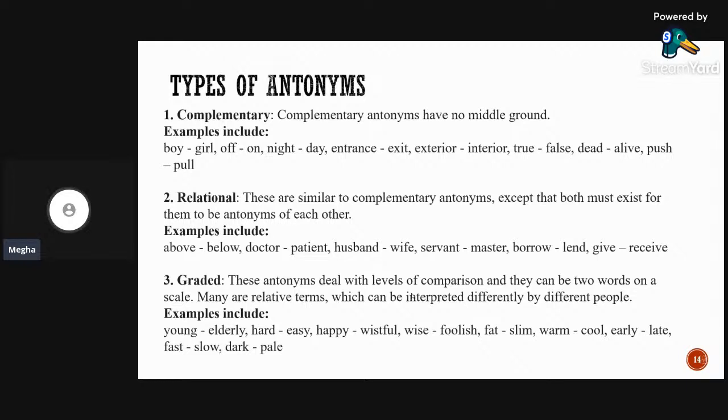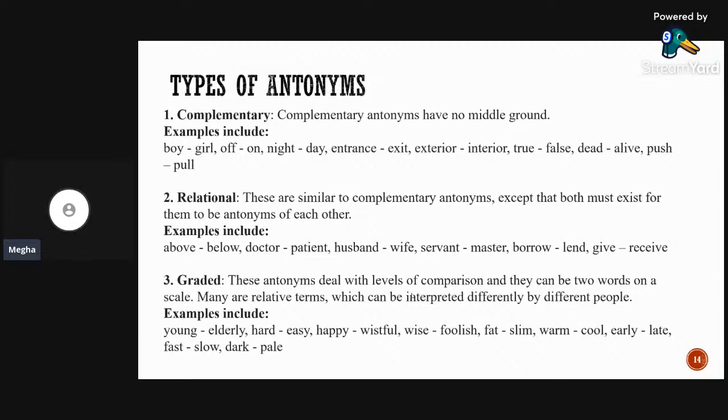So the second one is relational antonyms. These are similar to complementary antonyms, except that both must exist for them to be antonyms of each other. So they have to be present. For example, above, below, doctor, patient, husband, wife, servant, master, borrow, lend, give, receive. So if either of them is not existing, then it is not considered an antonym. So if the patient is present, the doctor should be present, correct? If the wife is there, then the husband should be there. That is compulsory. That is what relational is about.